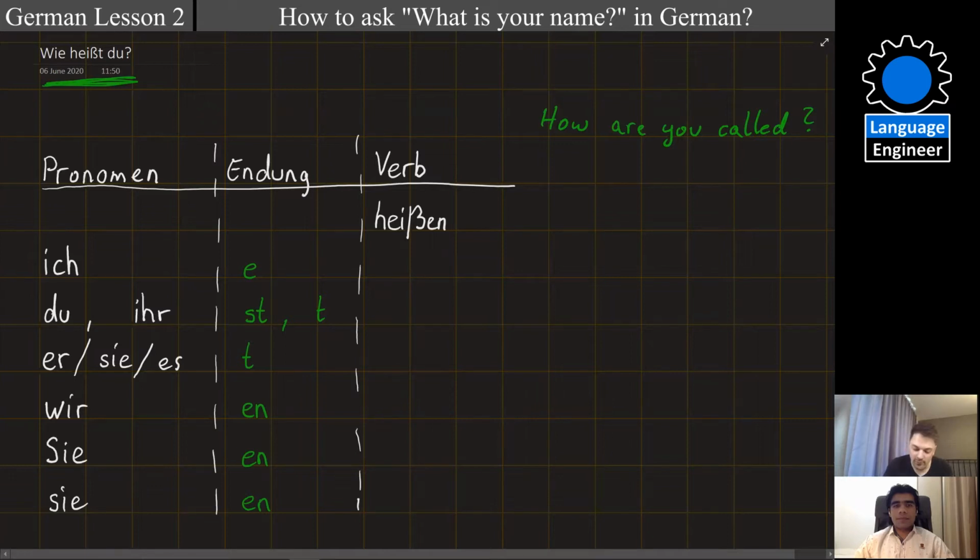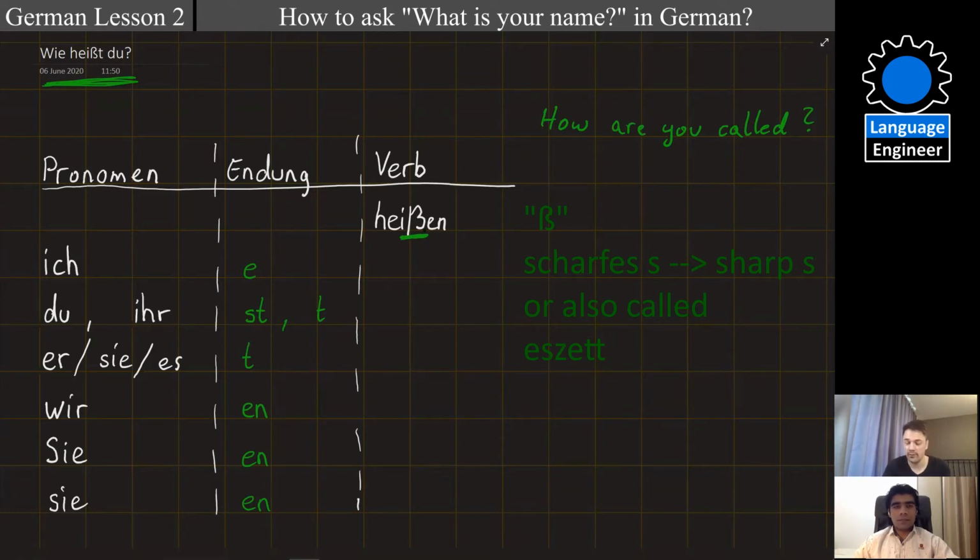So here we have learned in the alphabet that this is called the sharp S. Sharpest S. So it's a special kind of S. And when we have that here, then we don't change it to ST. We will keep it as a sharpest S.